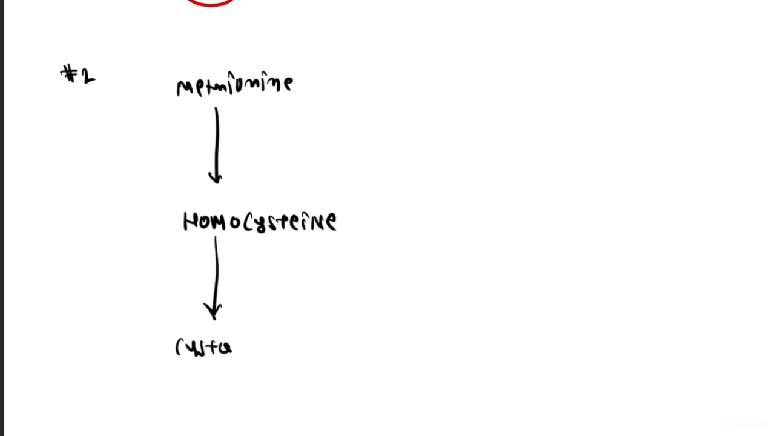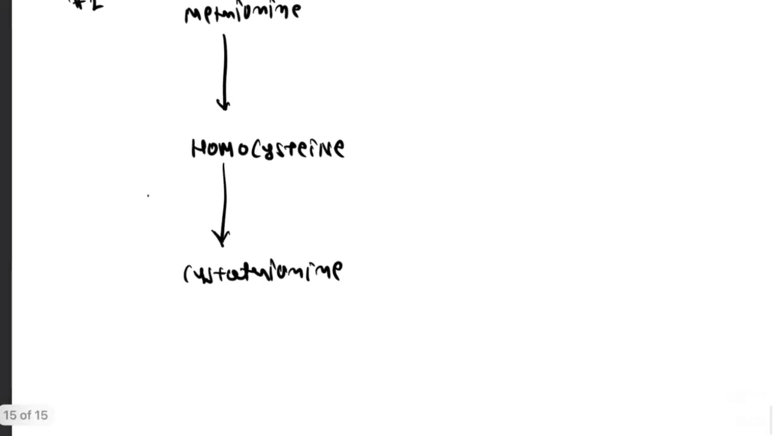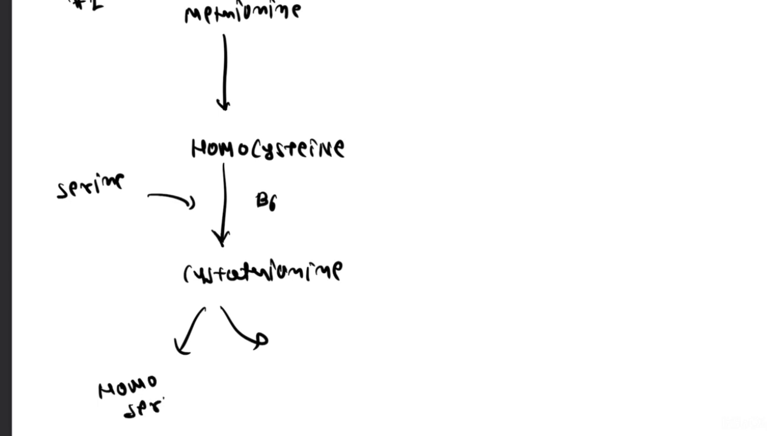Homocysteine goes to cystathionine, and then there is the addition of serine and vitamin B6. Vitamin B6 is required, and it is converted into homoserine and cysteine. So this is the metabolism. Now let's talk in some detail so that you can remember easily. First, methionine is converted into homocysteine in a normal person.